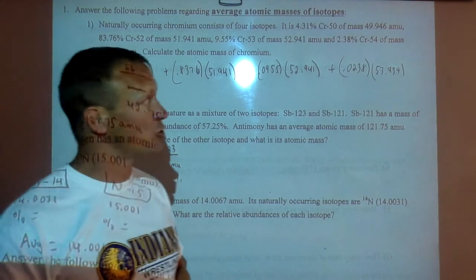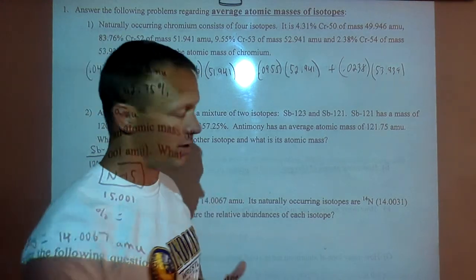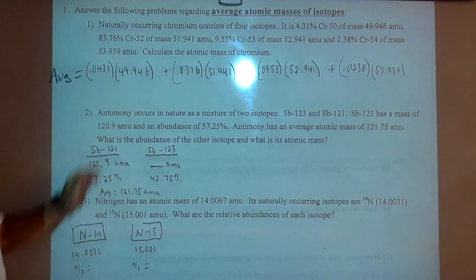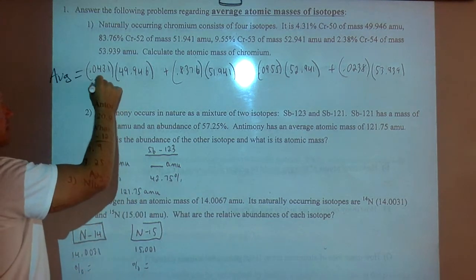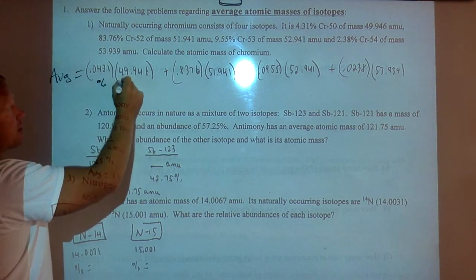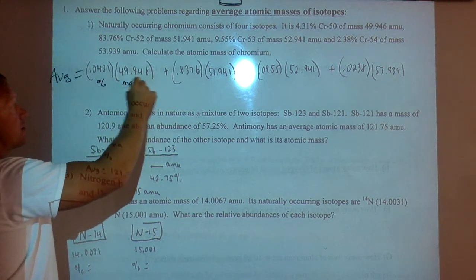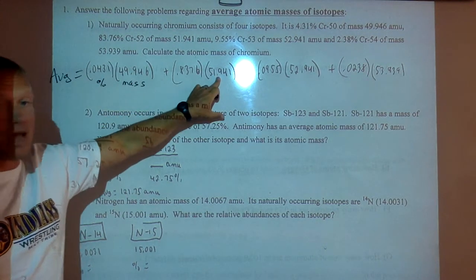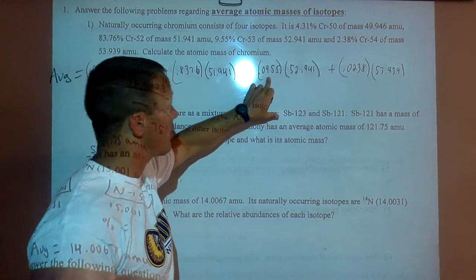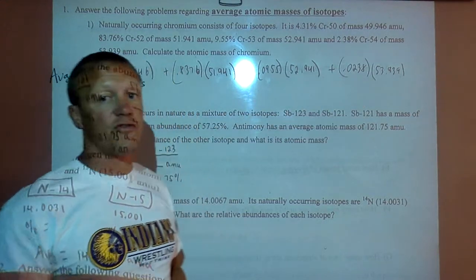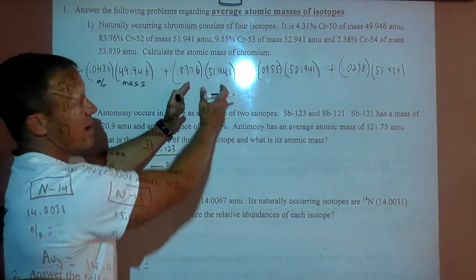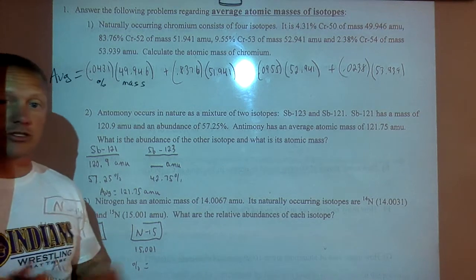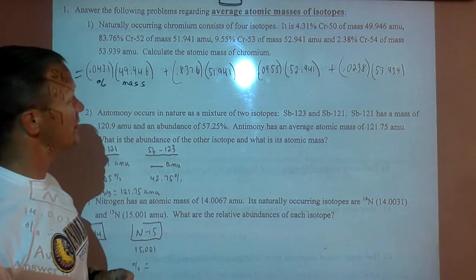To find the average, we can't just add them all up and divide by 4 because there's not equal numbers of them. So if I want to know the average mass of all the isotopes, I take the percent as a decimal times the mass. So 4.3% have this mass, 83.76% have that mass, 9.55% have that mass, and so forth. So percent times mass plus percent times mass plus percent times mass, that will give you the average. And you can check your answer on the periodic table because the periodic table should have the average as well. When you do this one, you get an average of like 51.99.